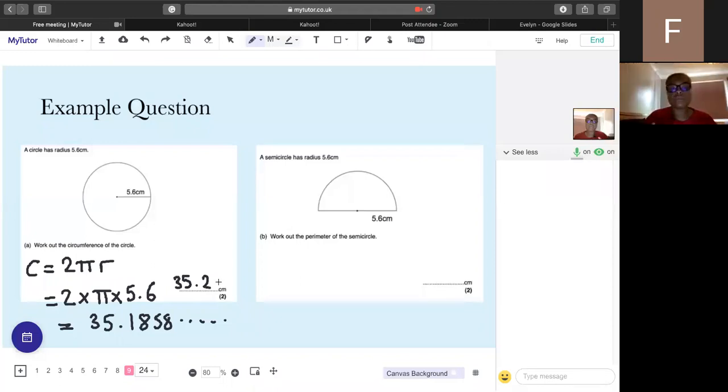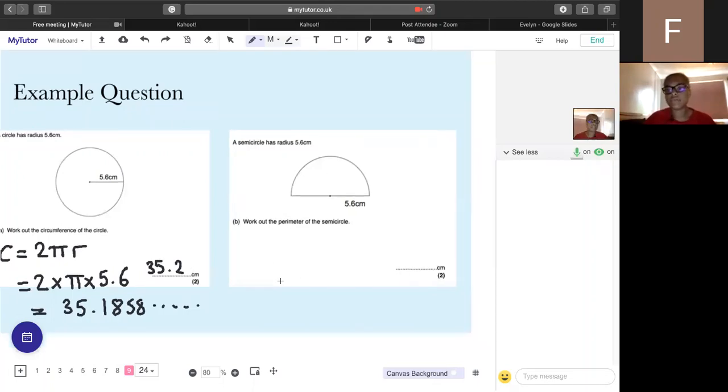Now, because they haven't told you how to leave your answer, in the mark scheme they do give you leeway. So if you left it to 2 decimal places or 1 decimal place or 2 significant figures, you would still get the mark for that question. Just don't leave it to 1 significant figure. That's one that they won't take. So don't leave it as something like 40.